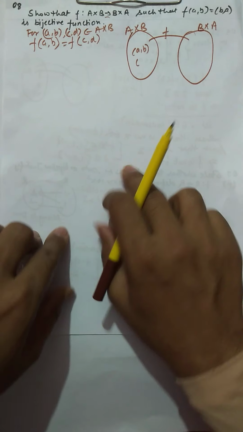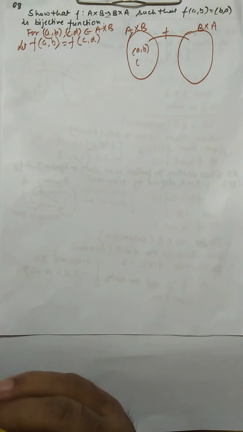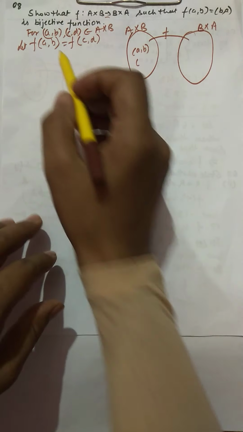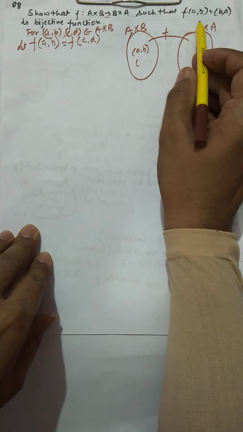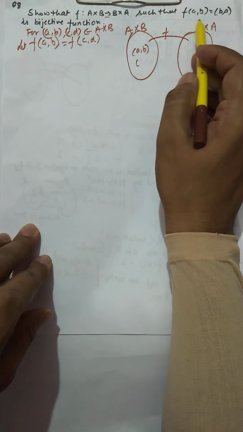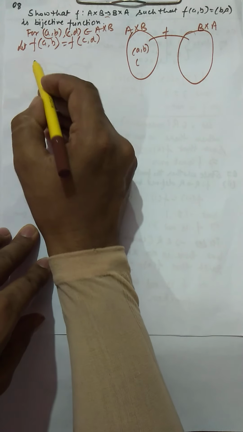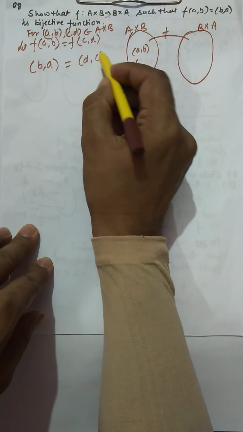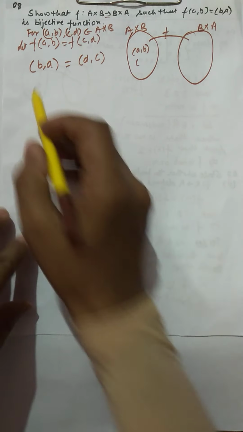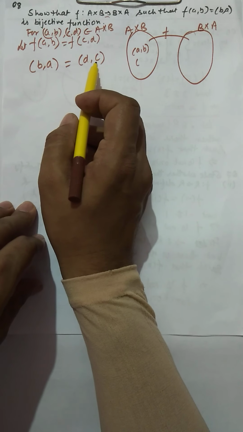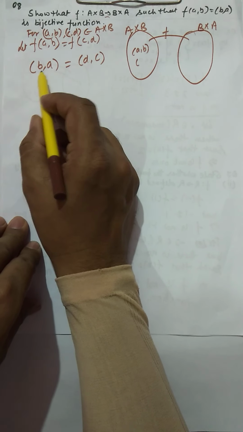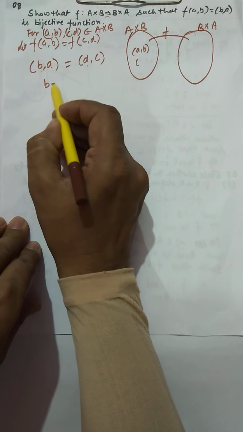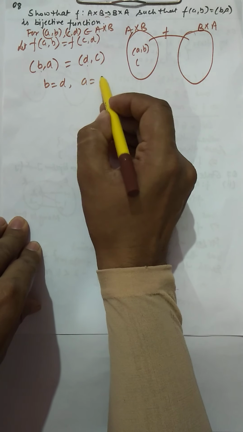So we are taking this and assuming that f(a,b) equals f(c,d). According to the definition of this function, f(a,b) equals (b,a), so this can be written as (b,a) and this as (d,c). Now if two coordinates are the same, then the first coordinate equals the first one, meaning b equals d and a equals c.